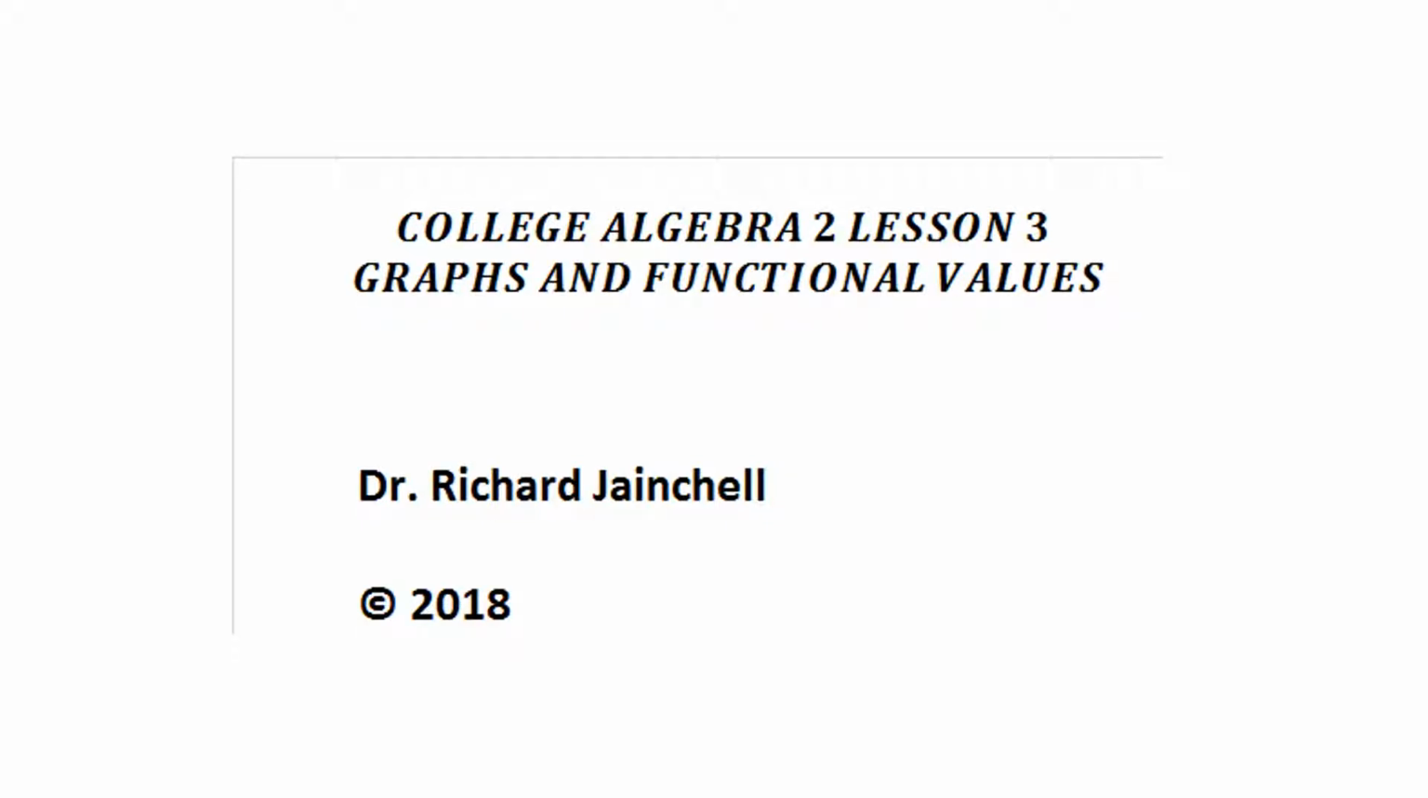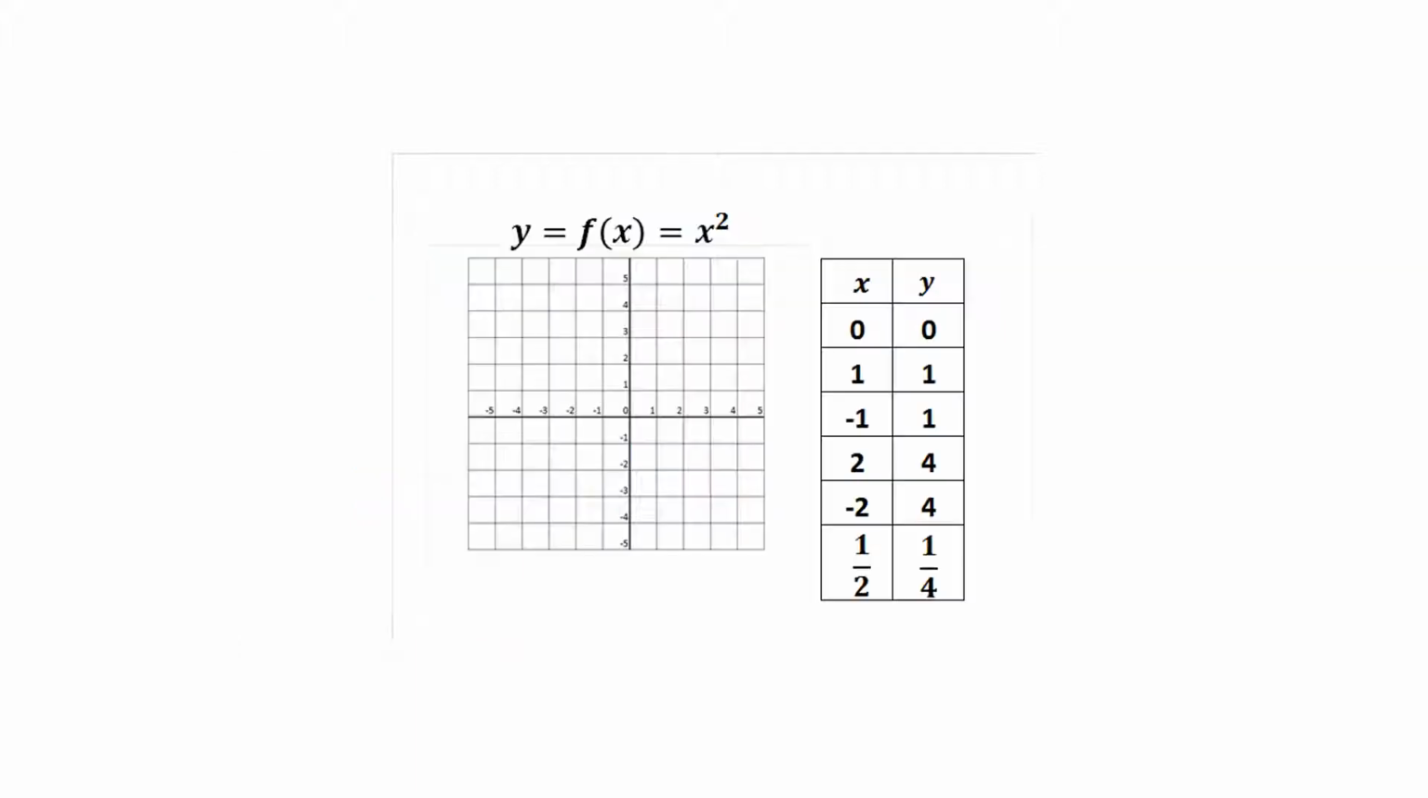College Algebra 2, Lesson 3, Graphs and Functional Values. Here we have the function f of x is equal to x squared. It's called a quadratic because it's x squared. To see what the graph looks like, we have a table to the right.